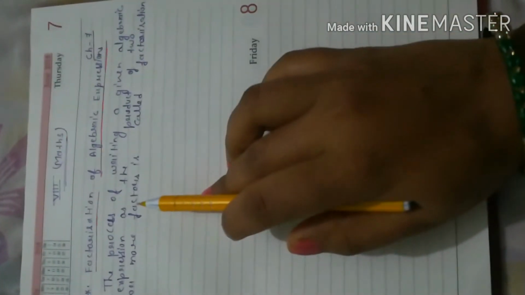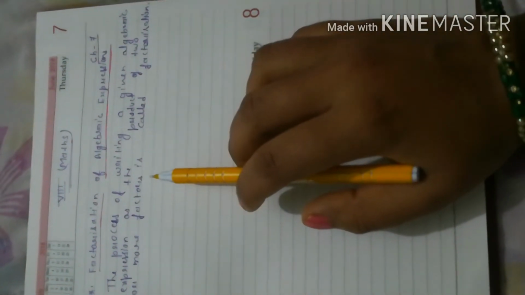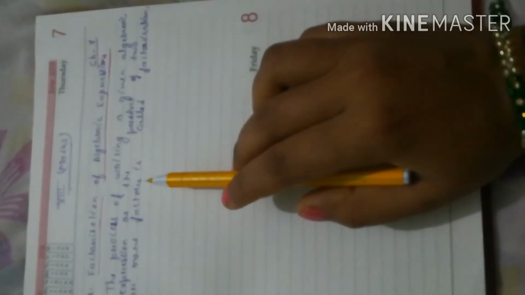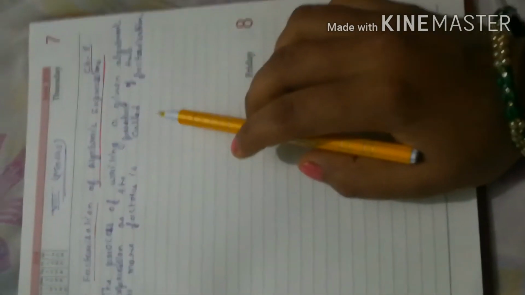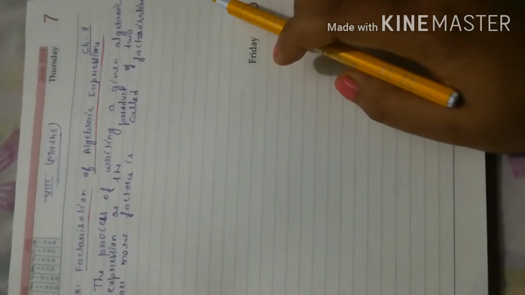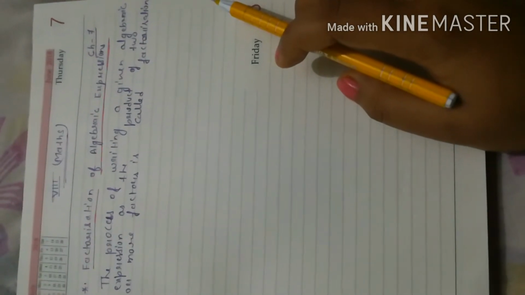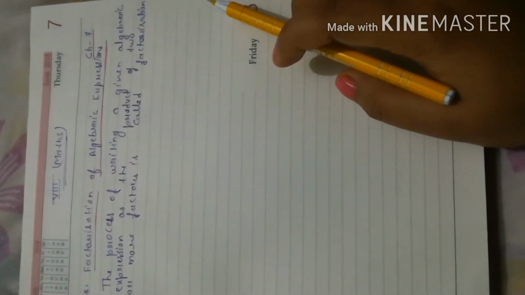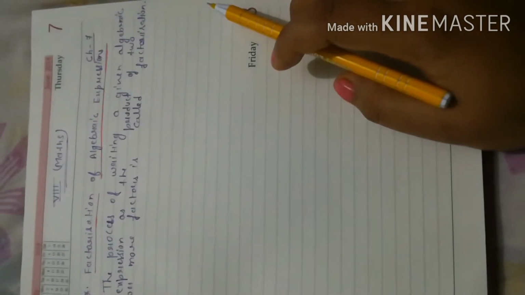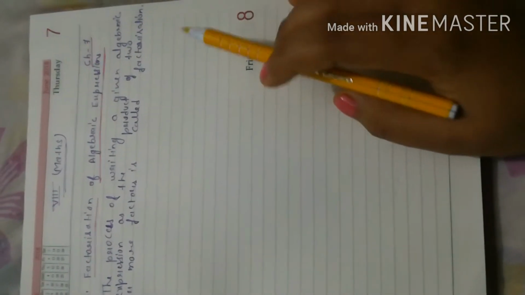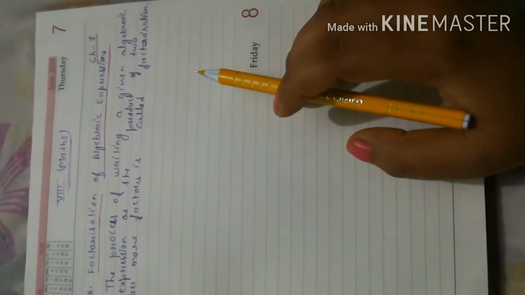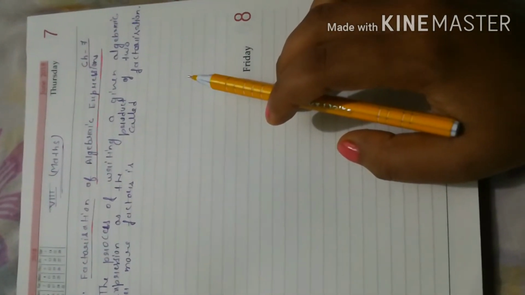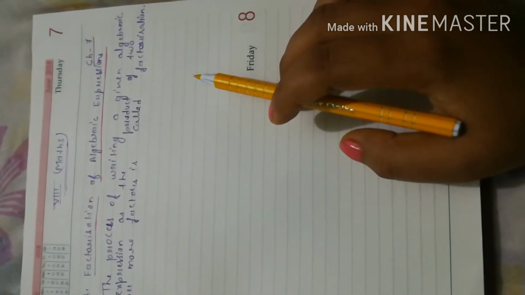The process of writing a given algebraic expression as a product of two or more factors is called factorization. In previous class you have learnt many methods to factorize a given algebraic expression. For example, factorization by taking out a common factor. In some questions in class 7 you have done factorization by taking common factors. In the second method, factorization by regrouping the terms, but in worksheet 6 you will study factorization by using the identity.